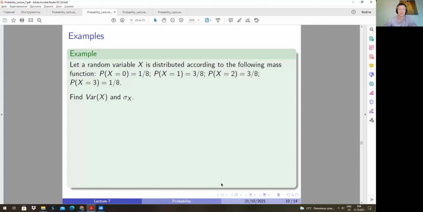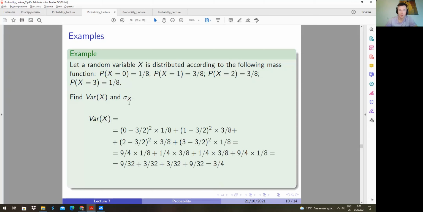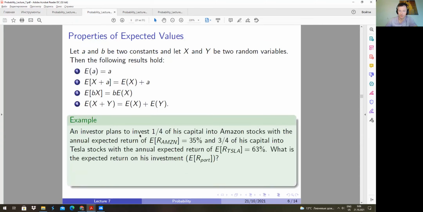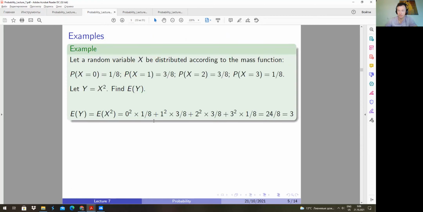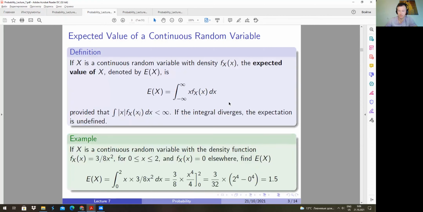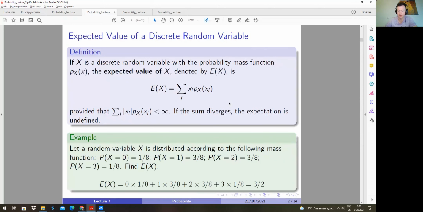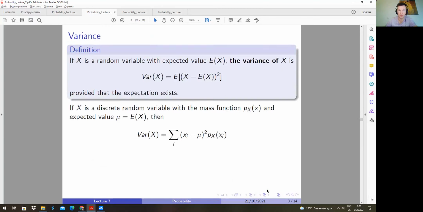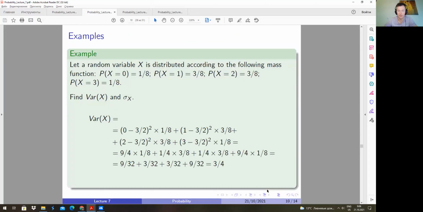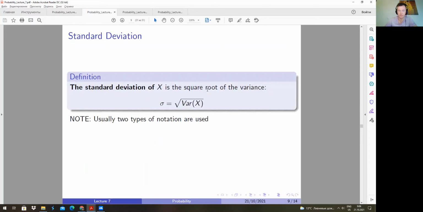Now, examples. This is the familiar random variable 0, 1, 2, 3 with the given probabilities. Now we need to calculate the variance and the standard deviation of this random variable. Here is the way we do this. First of all, let me remind you that we know the expectation of this random variable. It's here, 3/2. Okay, so now, knowing this expectation, I apply this formula.